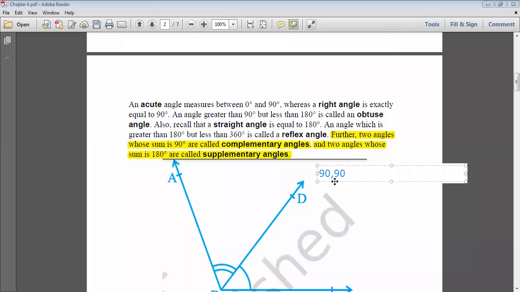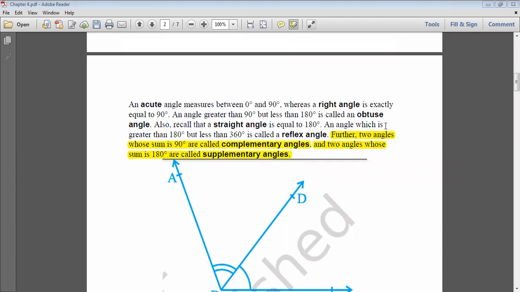Okay, Pragati. Sir, 105 degrees and 75 degrees. Okay. Now, Kritika. 35 degrees and 145 degrees. Okay, so these all are examples of supplementary angles.